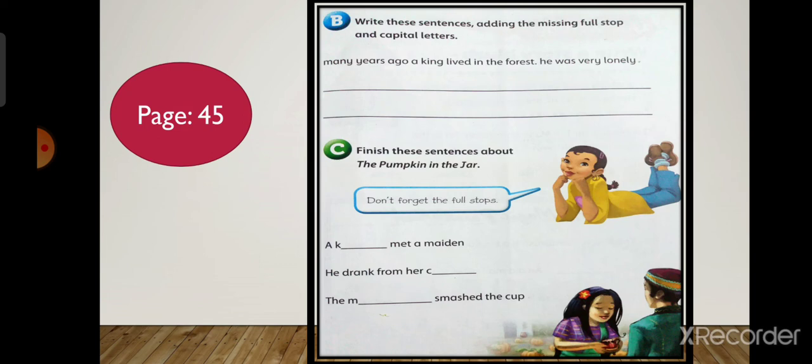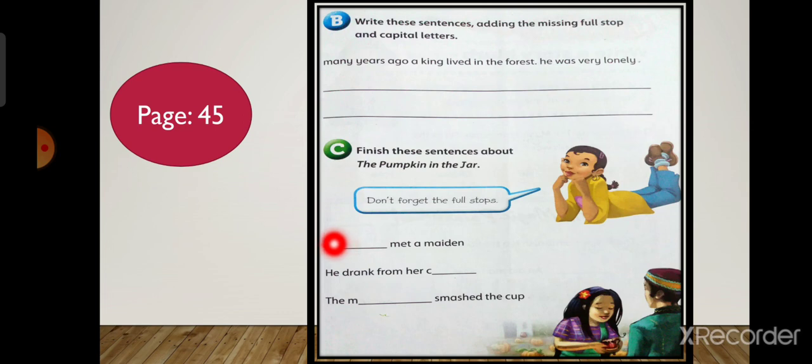The next question is, finish these sentences about the pumpkin in the jar. Don't forget the full stops. Look at this question. A dash met a maiden. K. Complete the spellings. What do you think will come here? Yes, a king. A king met a maiden, and the sentence will be finished at a full stop. That's great. You will end the sentence with a full stop.